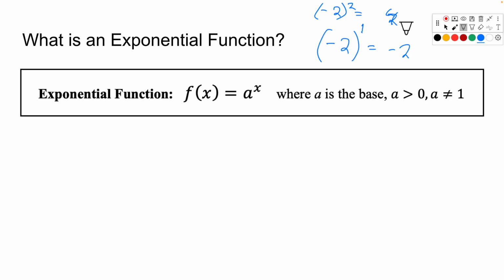I don't know what it would look like. We try it on your calculator, but it's a mess. So we say no, a has to be greater than 0. The other thing is we say a is not equal to 1, and why would that be?